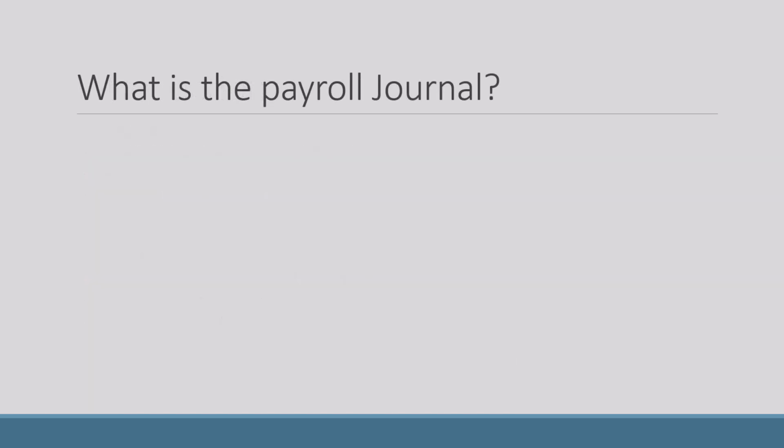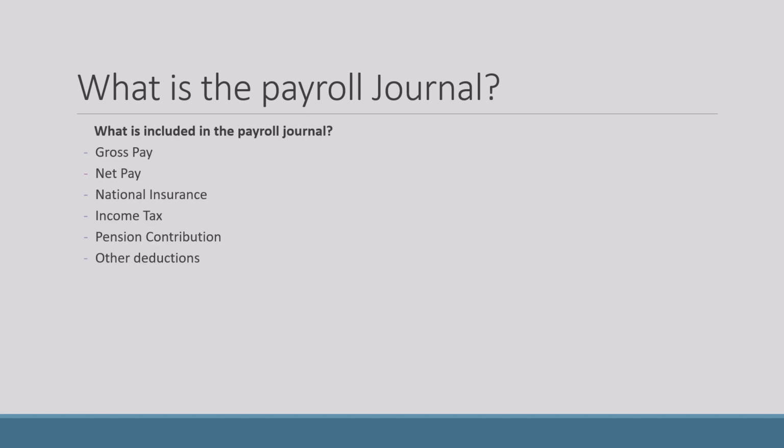So starting off then, we're going to have a look at what the payroll journal is. So what's included? The things that are included will be the figures for gross pay, net pay, national insurance, income tax, pensions, and any other deductions. And other deductions could be things like sick pay, unpaid leave, or trade union payments, things like that.